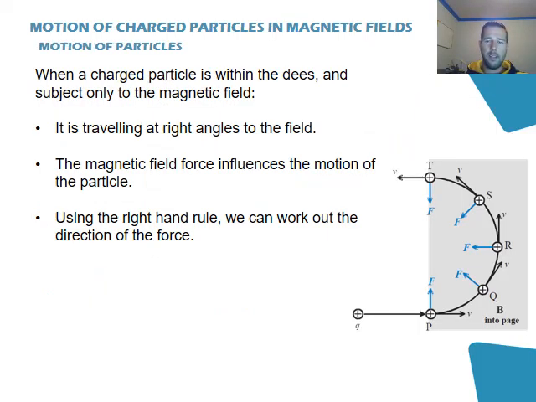When a particle is traveling within the D's of a cyclotron, there is no electric field, and the particle is only subject to the magnetic field. The particle is traveling at right angles to the magnetic field. As in the diagram, the magnetic field is going into the page, and the particle is traveling in the plane of the page. So we can use our right hand rule to work out the direction of the force. In this case, our particle starts at the bottom, a positive charge, and we find that the force is up in the first instance at point P, and as we go around, the force is perpendicular to the particle and changing with its direction.